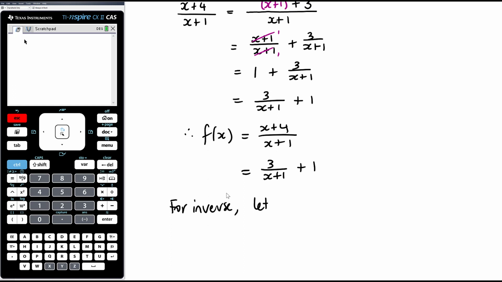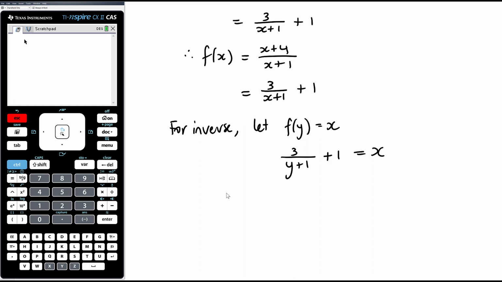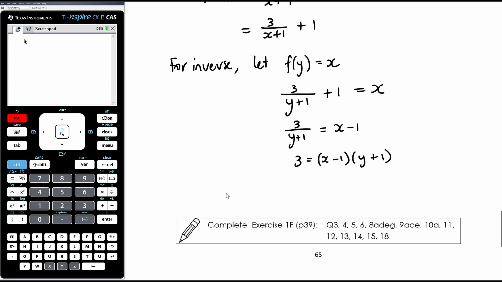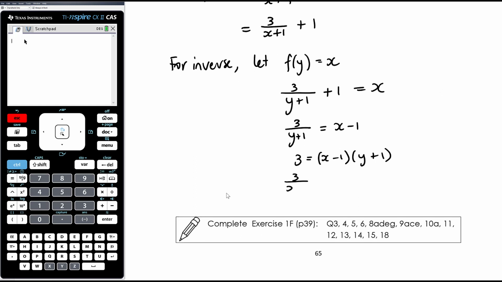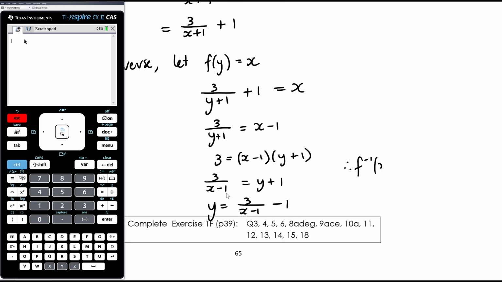I'm going to let f of y equal x, but I'm going to use this second version of f of x. So I'm going to write that as 3 over y plus 1 equals x. And now we just want to make y the subject, so I'm going to take away 1 from both sides. I'm going to multiply by y plus 1 to get rid of the fractions. I'm going to divide by x minus 1. And I'm going to take away 1. Okay, we want to answer our question, so therefore our inverse function is 3 over x minus 1 minus 1.